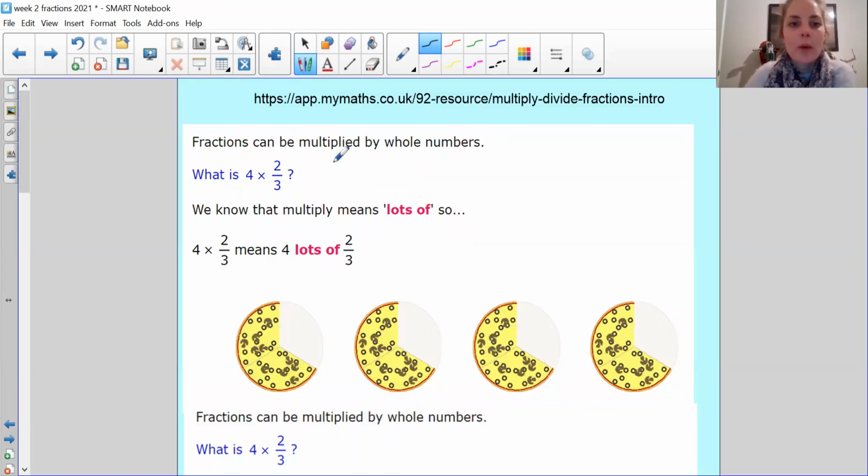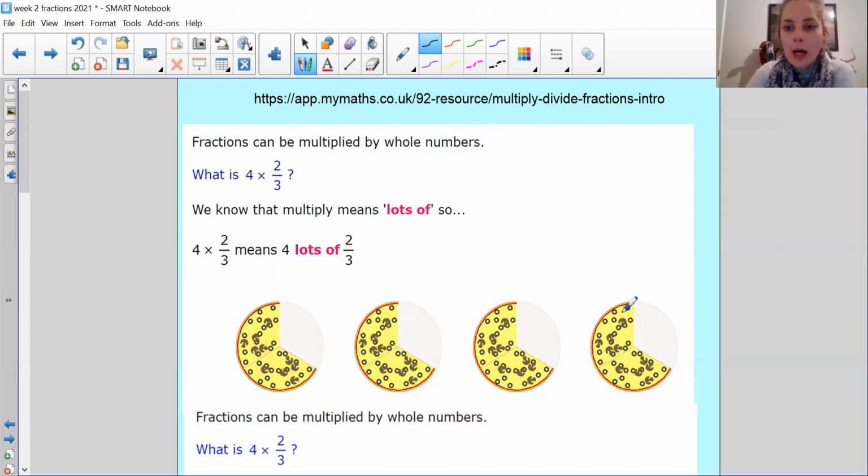All right, so when we're looking at a fraction multiplied by a whole number, we say, here is my whole number, here is my fraction. And when we're talking about multiplication, it simply means lots of. So I have 4 times 2/3, which just means 4 lots of 2/3. So here, if I show you in my pictures, I've divided my pizzas into thirds, and I've got two groups of them, okay? And I've got 4 of them in total.